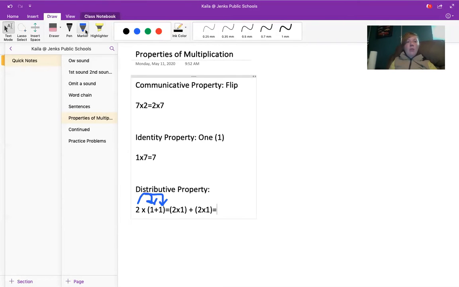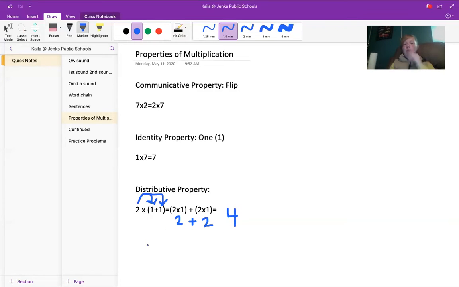So now I'm going to switch back. So 2 times 1 is 2. And then I'm going to come to the second group. I'm not going to add anything yet. And then 2 times 1 is 2. Now I'm going to add those two groups together now that I've solved them. So 2 plus 2 is 4.